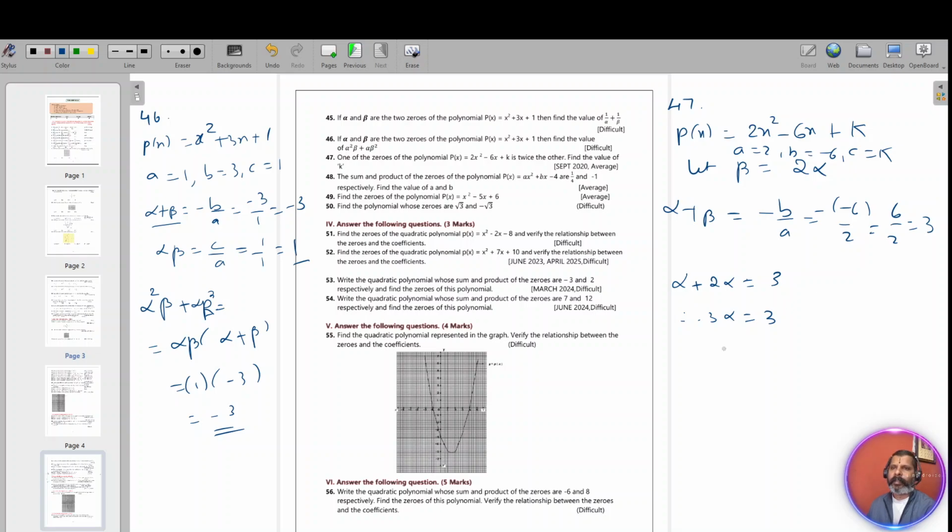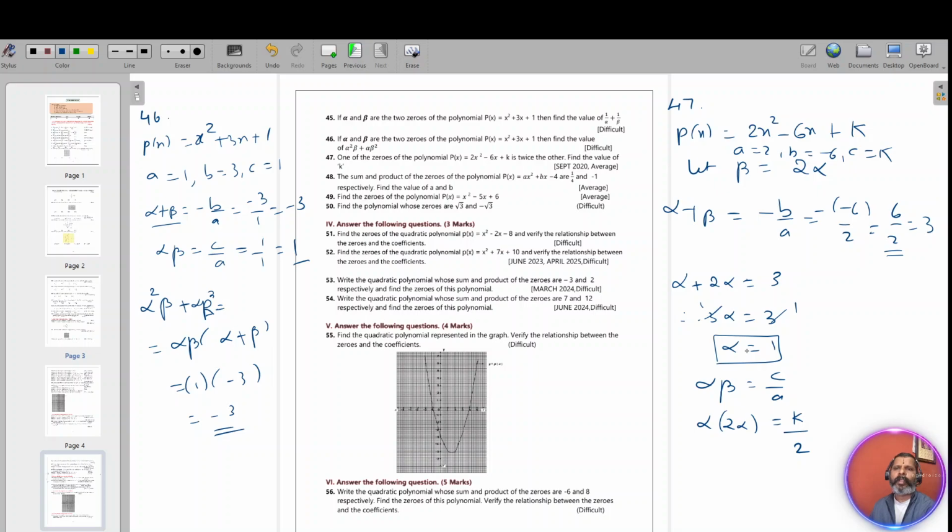That's correct. Therefore, alpha is equal to 1. 3 by 3 is 1. Remember, in your solved one, if you check out, they have taken this as 1. That is the wrong value. Okay. Once you find, you can put and substitute here. Then alpha beta is what? C by a. Alpha means alpha, beta means 2 alpha, c is k, a is 2. Right? That is alpha into 2 alpha is 2 alpha square is equal to k by 2.